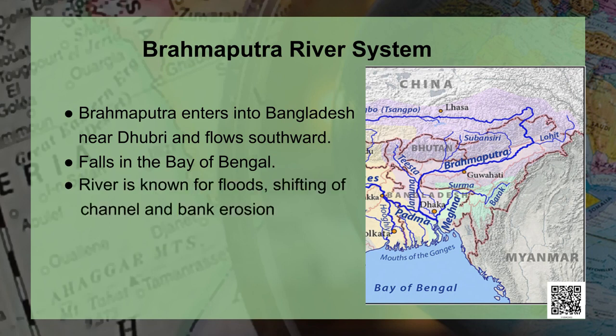The Brahmaputra is known for floods, shifting of channel and bank erosion. Can you think of the reason behind it? This is due to the fact that most of its tributaries are large and bring large quantity of sediments due to heavy rainfall in its catchment area.